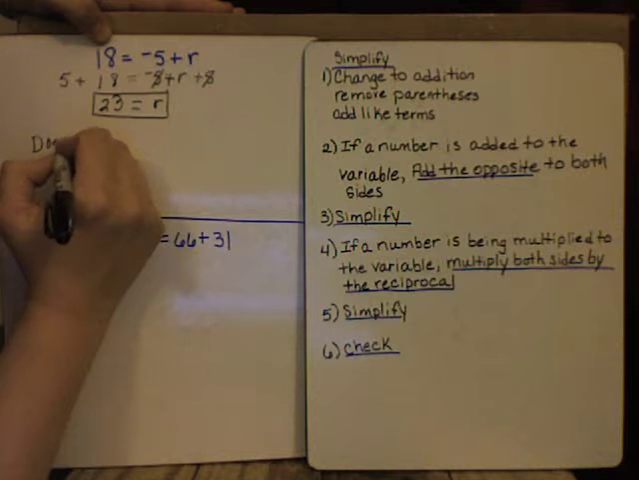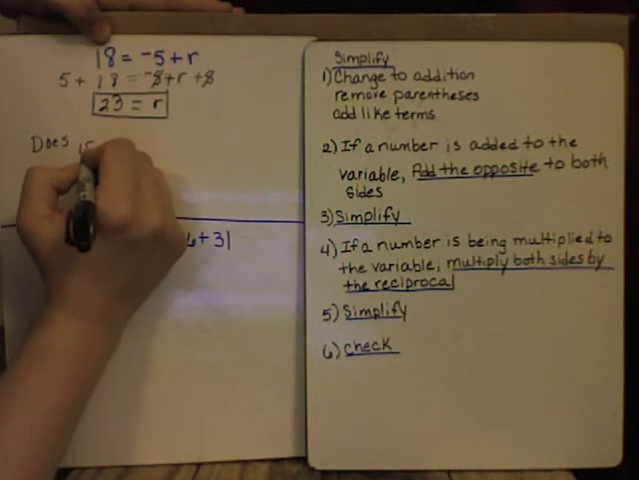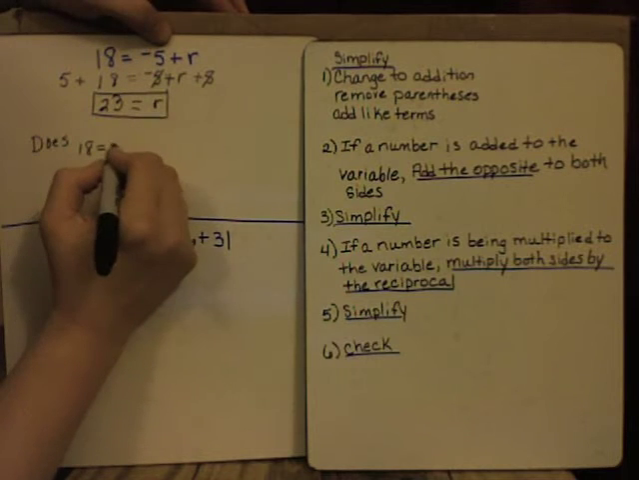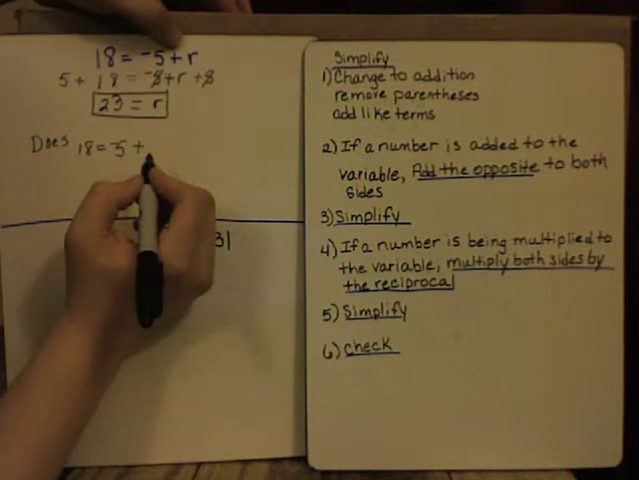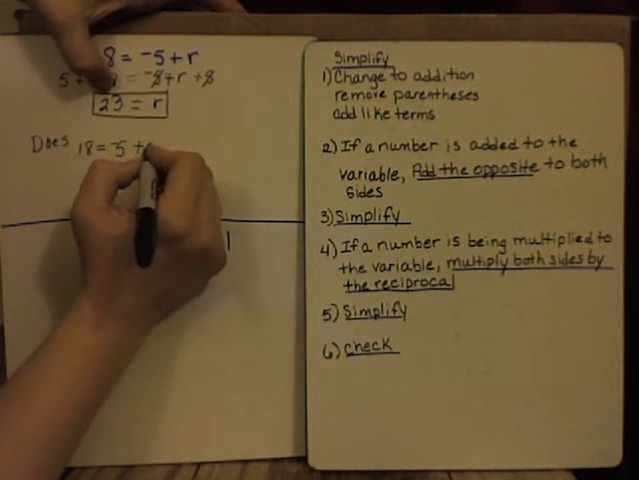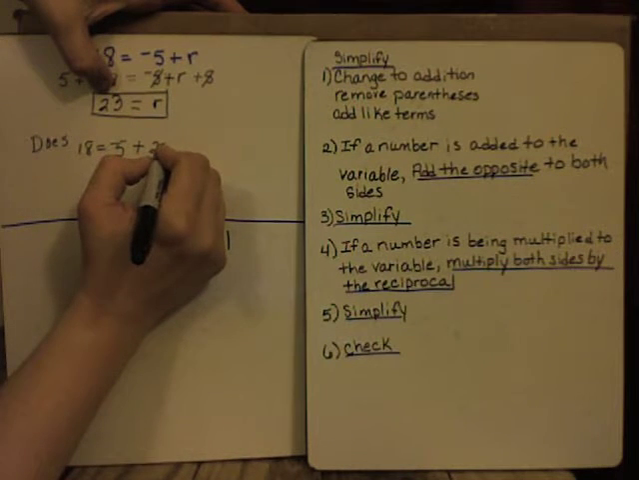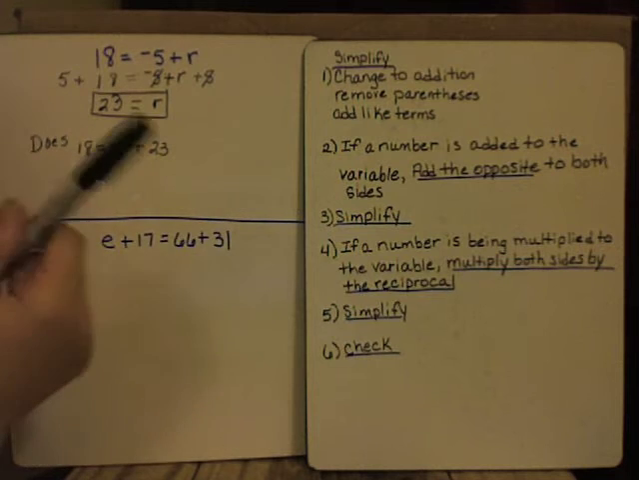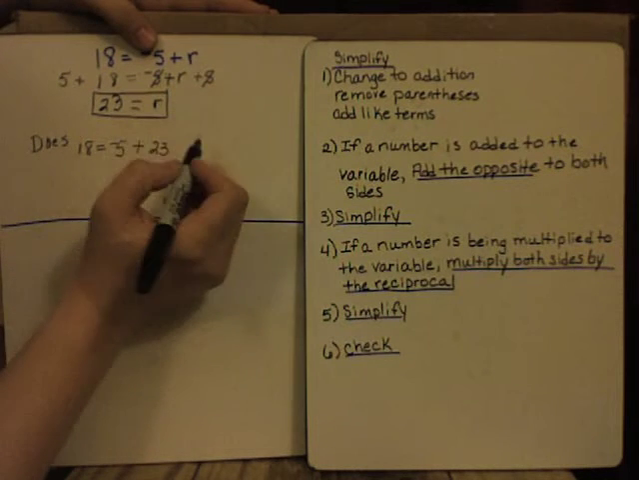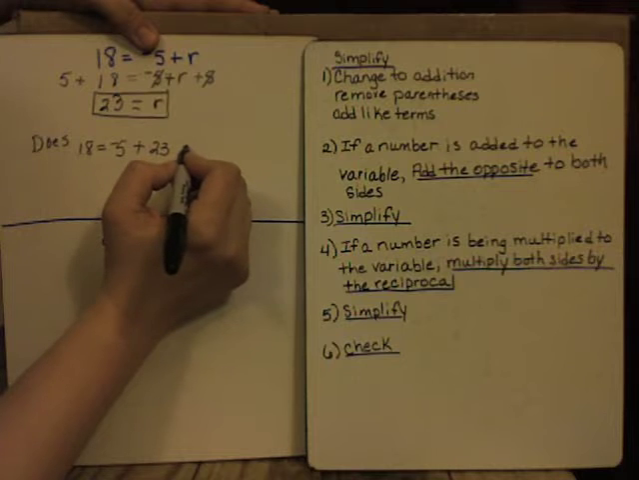So does 18 equal -5 plus, and then instead of the variable, we're going to take that out and replace it with the answer, which is 23. Now, if 18 does equal -5 plus 23, then that lets us know that we did it correctly. And -5 plus 23 is 18, so yes.